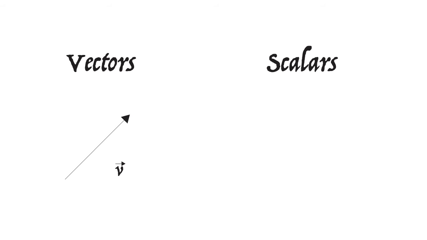The other object we want to discuss is scalars. For our purposes, these are real numbers like 3, -5, and pi. For a vector, we can refer to the head and the tail of the vector. The tail is where the vector starts, and the head is where the vector ends.